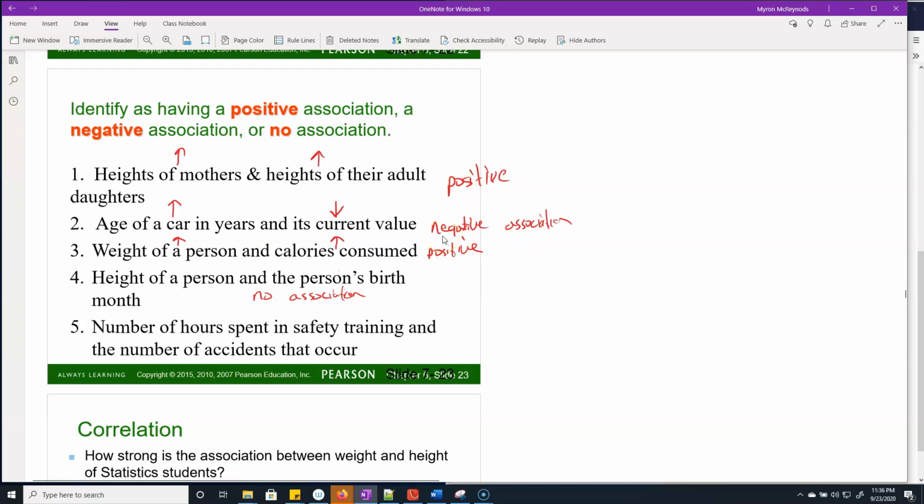The number of hours spent in safety training and the number of accidents that occur. As the number of hours spent in safety training goes up, the accidents would go down. So that has a negative association. So I hope this gives you a logical idea of how positive and negative associations work. And I thought it was a good thing to cover, so I wanted to go back and cover it.